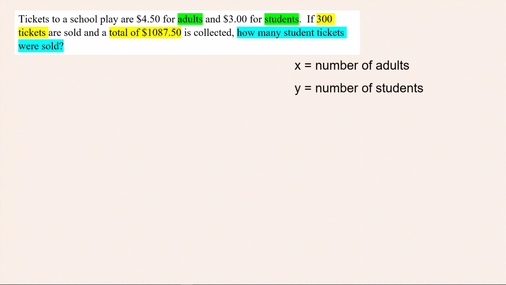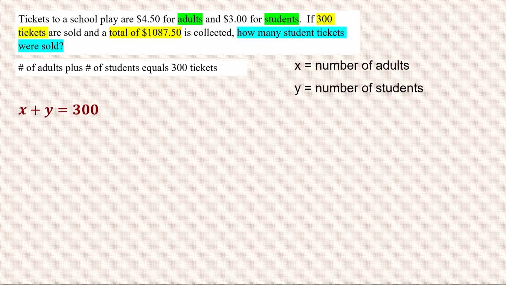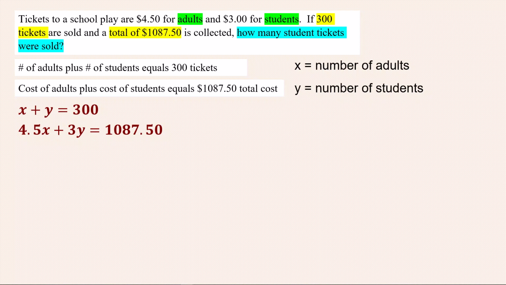First, we represent the adults with the variable x and the students with y. We express in sentence form the number of tickets sold, 300 as the total of adults and students, the equation being x plus y equals 300. And then we express the money collected, $1,087.50, as the sum of the cost of each ticket times the two variables x and y, for the equation 4.5x plus 3y equals 1,087.5.